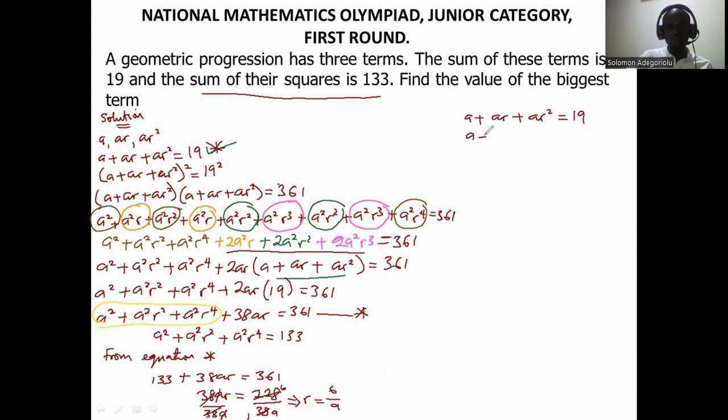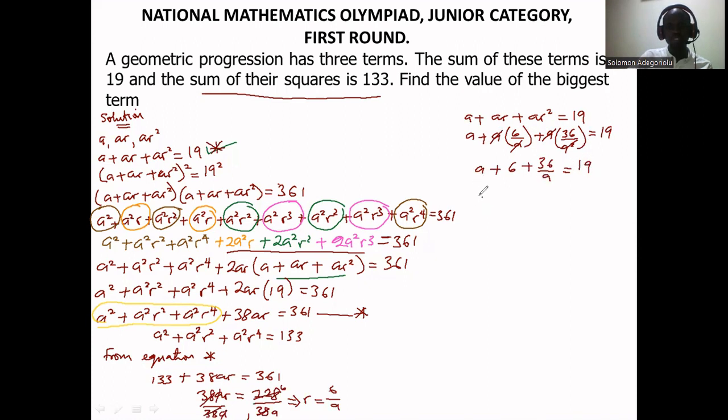That would be A plus A into bracket of R is what? 6 over A, close the bracket, plus A into bracket, R is 6 over A. So if we square that, that's going to be 36 over A squared, close the bracket, is equal to 19. This A will cancel this A. This A will also go with this, and we're left with A plus 6 plus 36 over A, which is equal to 19. Let's multiply through by A.